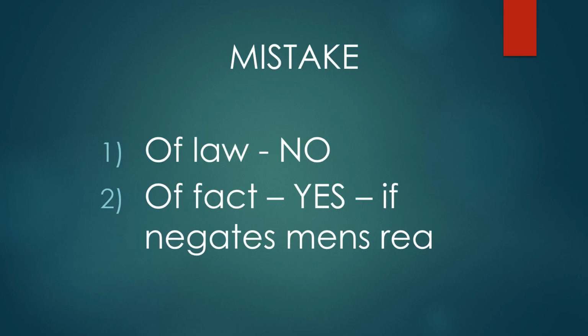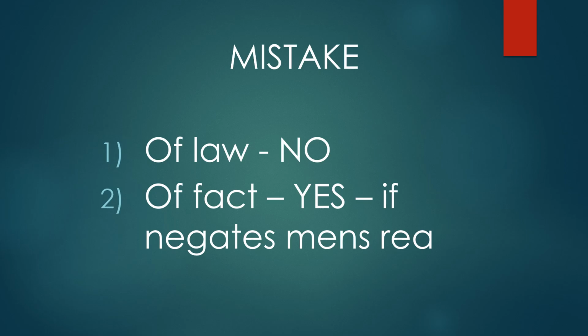And the first one generally is mistake. We have 2 forms. We have mistake of law and we have mistake of fact. Mistake of law is not a defense, meaning somebody cannot say that they didn't know a law existed. Ignorance of the law. They can't say they were mistaken by an idea of what the law required. That's not a defense. You can't claim a mistake of law, didn't know it was the law.